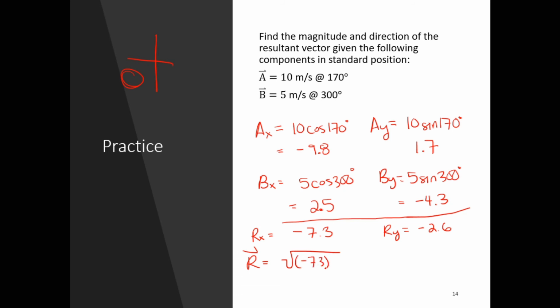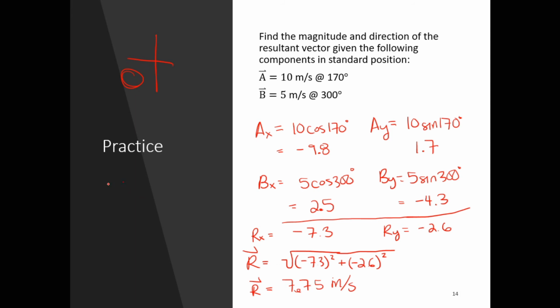I'm going to take the square of the x component, add it to the square of the y component, and then take the root of our answer. Do all that math, and hopefully you'll get 7.75 meters per second.